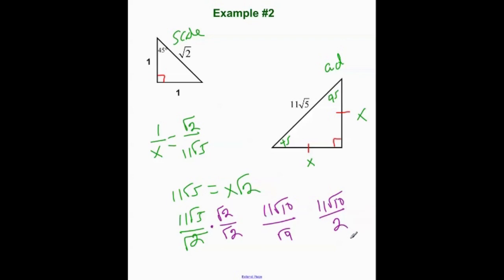All right, so that's pretty much it. Those are 2 examples. And we'll continue to practice this all this week before your quiz.